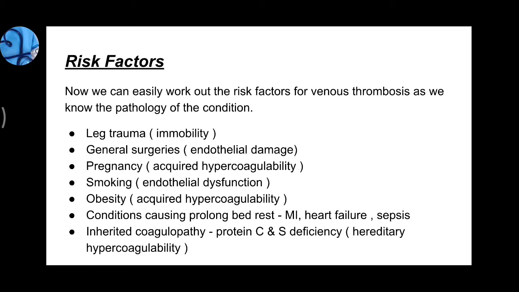Now, we can easily work out the risk factors for venous thrombosis as we know the pathology of the condition. They are leg trauma, general surgeries, pregnancy, smoking, obesity, conditions causing prolonged bed rest like MI, heart failure, and sepsis. Inherited coagulability, for example, protein C and S deficiency.